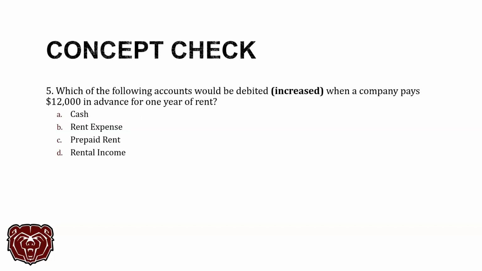Number 5, which of the following accounts would be debited or increased when a company pays $12,000 in advance for 1 year of rent? So we've got cash, right? So we're paying cash for something, but that's a decrease to an asset. And when we decrease an asset, we credit it on the right to decrease it. So we've got another asset here that we need to increase, and we're going to increase that with a debit.